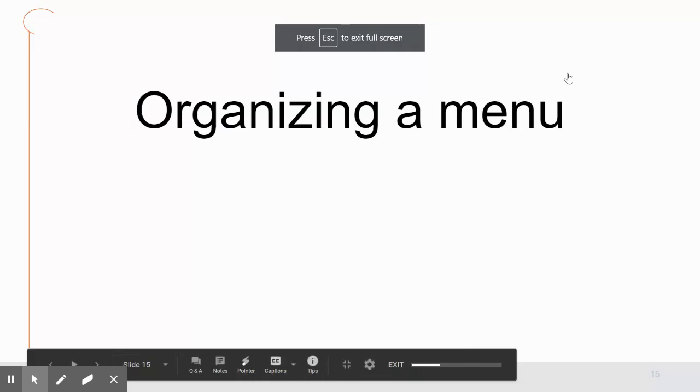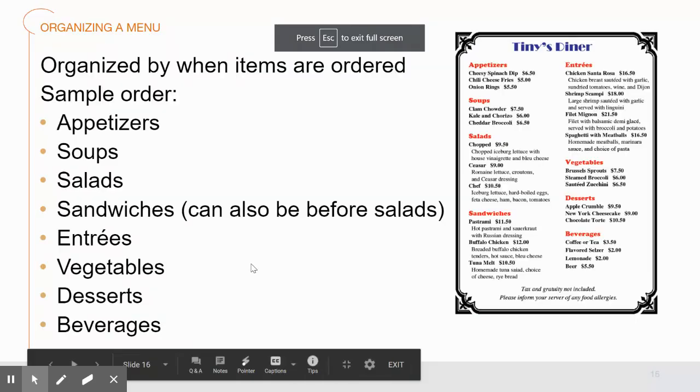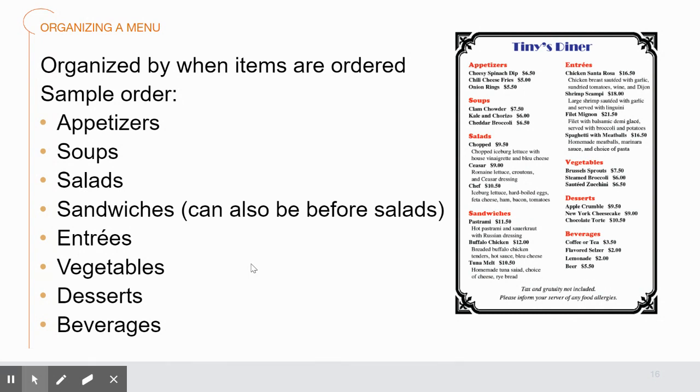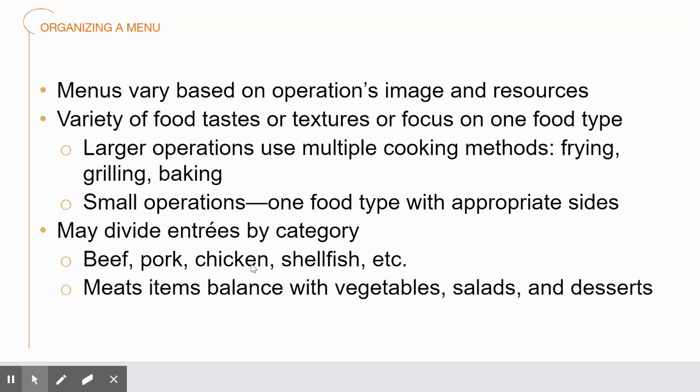So let's look at the organization of the menu. Menus are typically organized in the order in which they are usually eaten. Appetizers, soups, and salads are generally listed first. Sandwiches, entrees, vegetables, desserts, and then beverages. Variations in these categories depend on what the operation offers and the image that you want to promote.